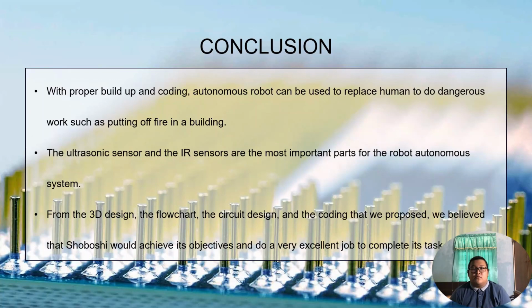So we have reached our conclusion. There are 3 conclusions that have been made for this project. The first one is that with proper build-up and coding, an autonomous robot can be used to replace humans to do dangerous work such as putting out fire in a building. The ultrasonic sensor and the IR sensor are the most important parts of the robot's autonomous system. And the third is from the 3D design, the flowchart, the circuit design, and the coding that we propose.